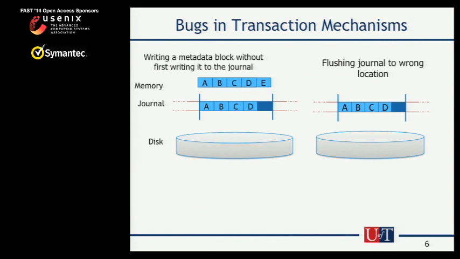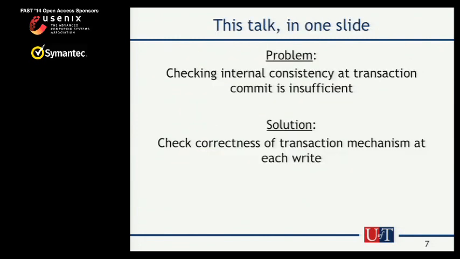So because Recon depends on seeing a commit, it's depending on the file system using some kind of transactional mechanism like a journal. Recon depends on this transaction mechanism working correctly. For instance, the contents of the journal need to be eventually flushed to their final destinations. And these writes aren't checked by Recon because they're not part of the currently committing transaction. Unfortunately, of course, like all software, these transaction mechanisms also have bugs in them.